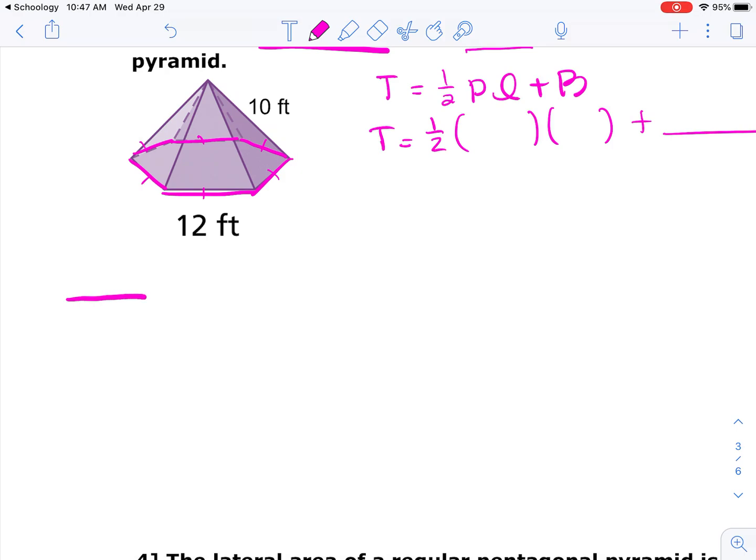Okay, I'm going to redraw it only because you'll see that I clearly have to find the area later. Okay, so perimeter.